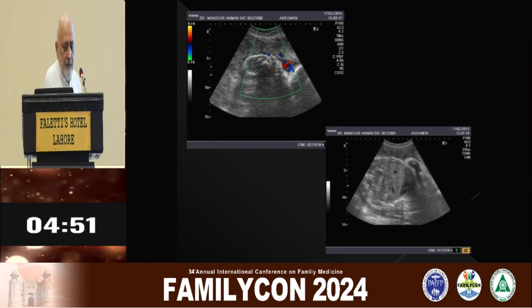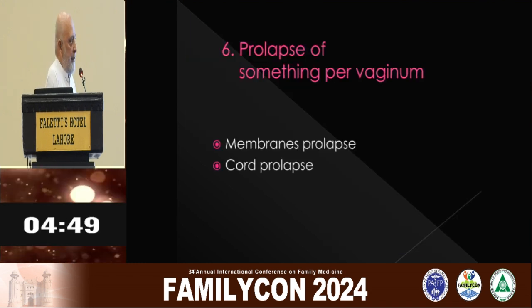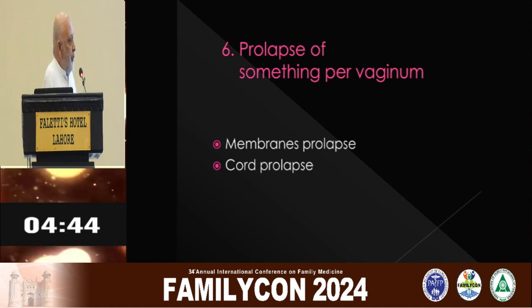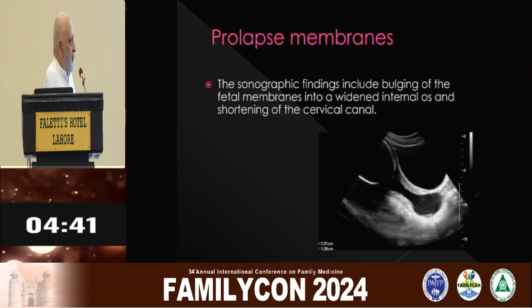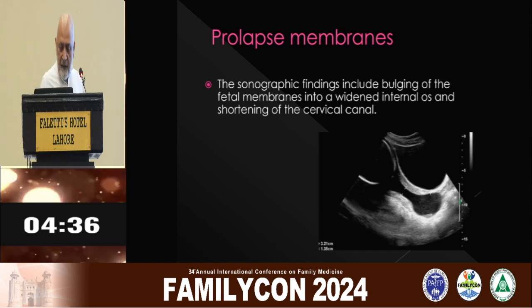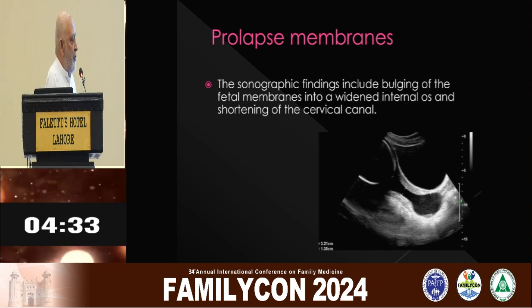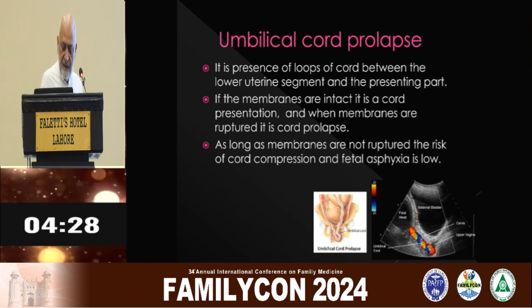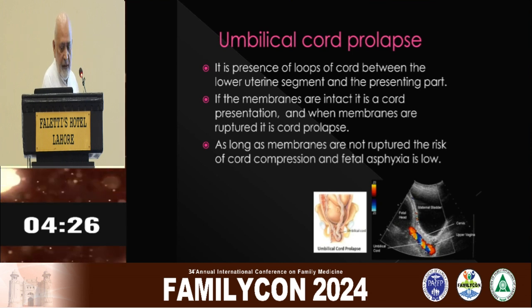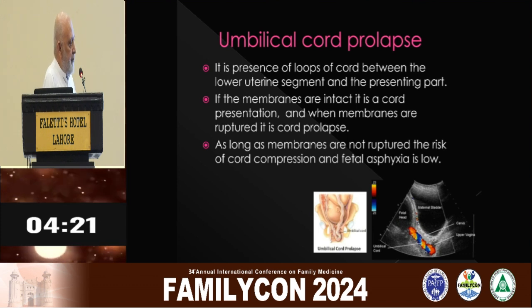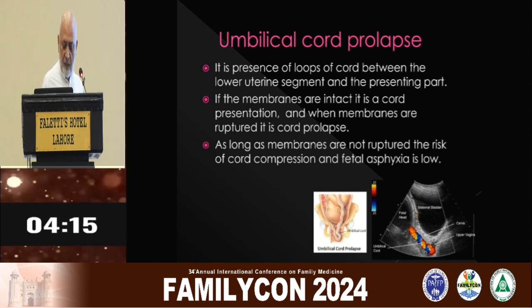Prolapse per vagina. There may be prolapse of the membranes or cord prolapse. If the membranes are prolapsing, there will be shortening of the cervix, and you will see widening of the cervical canal as well. And when there is a cord prolapse, you will see the cord within the cervical canal. And if there are only membranes, that is, if the cervix is intact or there is no rupture of membrane, that is the vasa previa. If there is rupture of membrane, that is called umbilical cord prolapse.